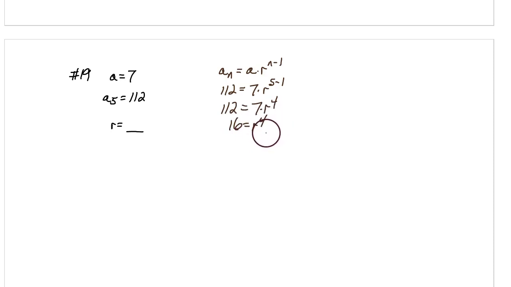And now we see why we're going to get 2 different answers for r. Take the 4th root of 16, but when you do an even index root, there's a positive and negative version of that. And that equals r. So r is positive or negative 2.